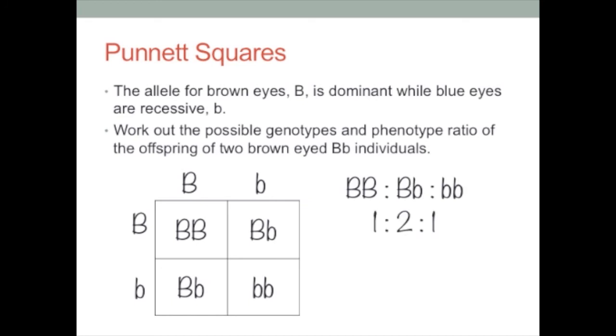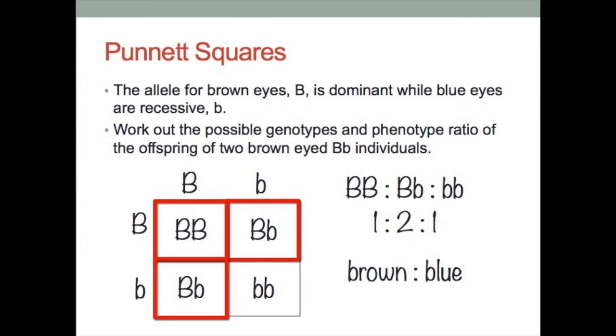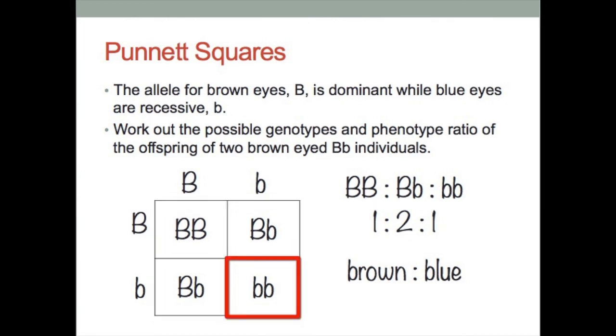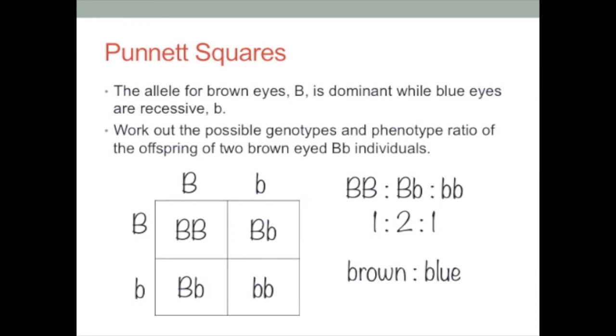Now if we look at the phenotype ratios, the only phenotypes are brown or blue eyes. Now brown is dominant, so in all of the genotypes that have big B, they will have brown eyes. So that is 3 of the squares of the Punnett square. And in the other one, genotype little b, little b, that individual will have blue eyes. So we get a ratio of 3 to 1.